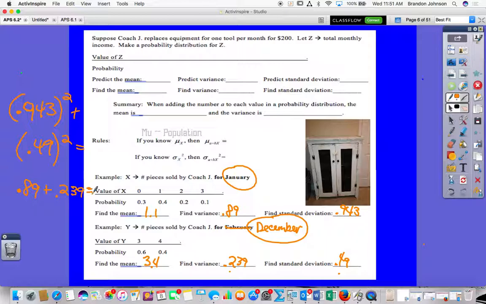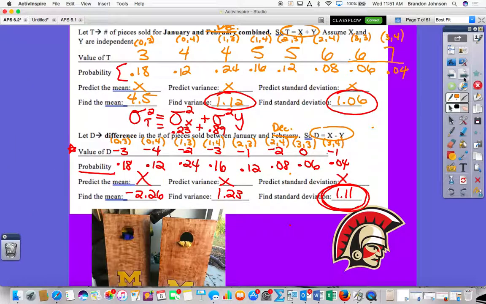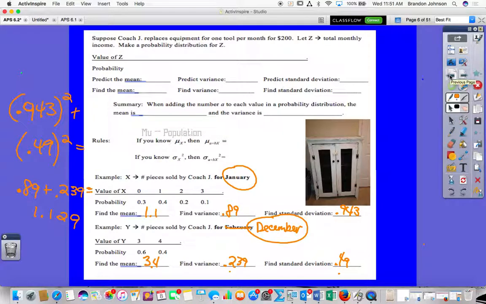Correct. You said that perfectly. You said it better than I could, Max. It's exactly right. So when I add this together, I would get 1.13. Is that right? I think that's right. We rounded to 1.12. And then once we find that combined value, we finish it off by taking the square root of it right here, the square root to get to the standard deviation.